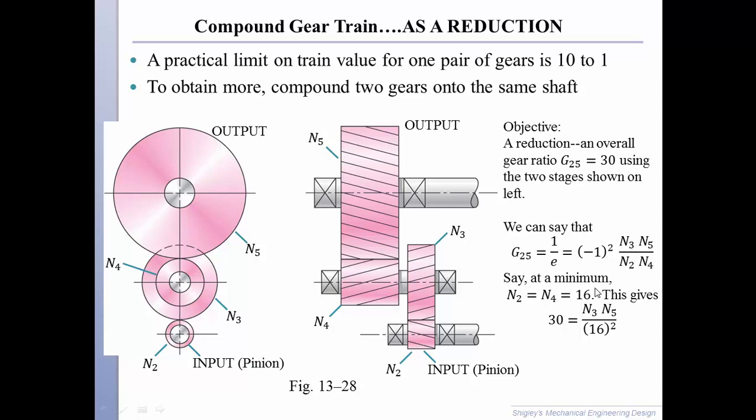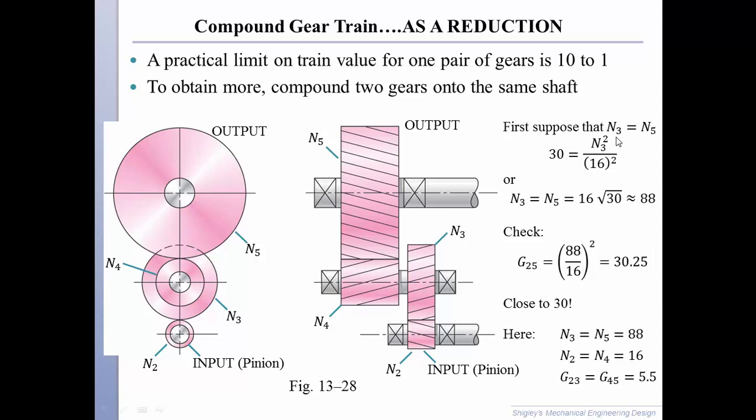Okay, so at a minimum, the Shigley book talks about the minimum number of gear teeth on a pinion might be about 16, depending on the pressure angle. But let's say that we're going to do an N2 and N4 of 16. So 16 here and 16 there, and see what we can do with that. So if we want 30 for G25, and we propose 16 for both of these, then the product of N3 times N5 wants to satisfy that equation. So let's see what we can do with that.